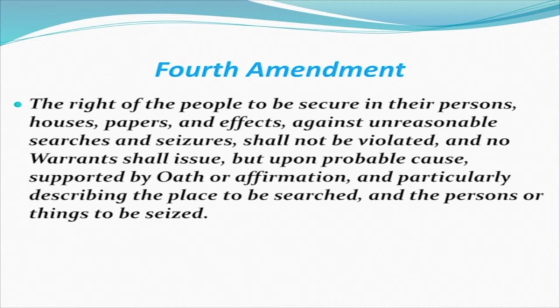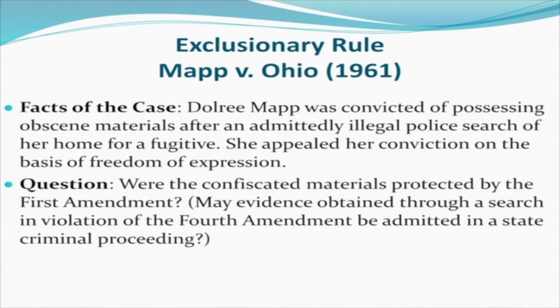In this video lecture, we will only deal with the first part of the Fourth Amendment, the one that prohibits unreasonable searches and seizures, and we will not review the warrant clause that explains that warrants can be issued only upon probable cause. The first case we consider is Mapp versus Ohio. It was decided in 1961.